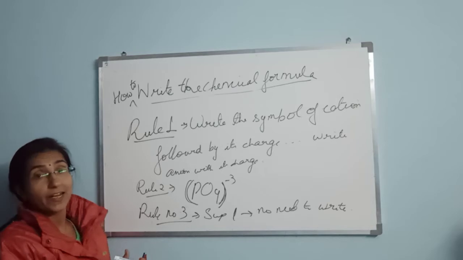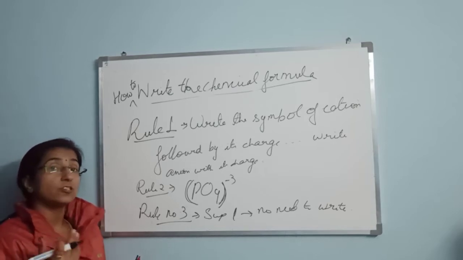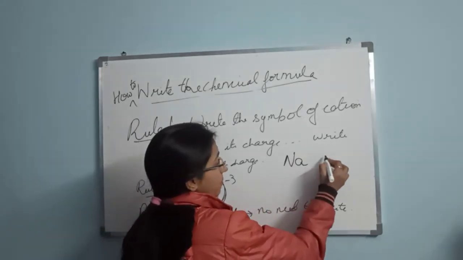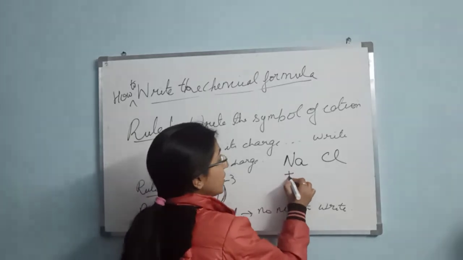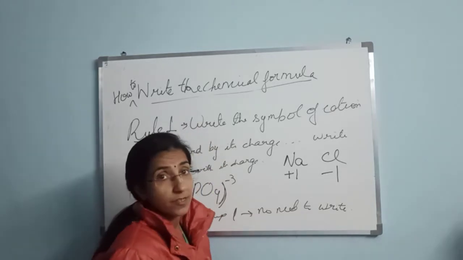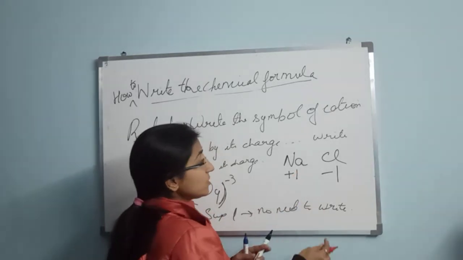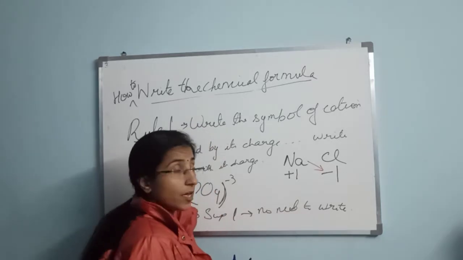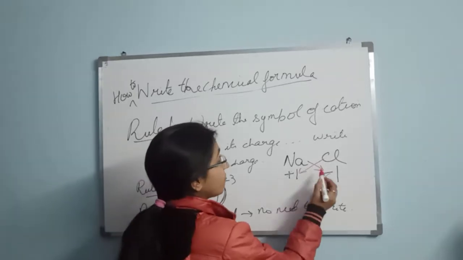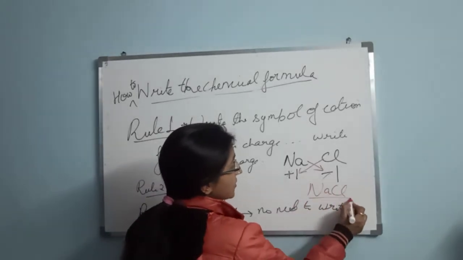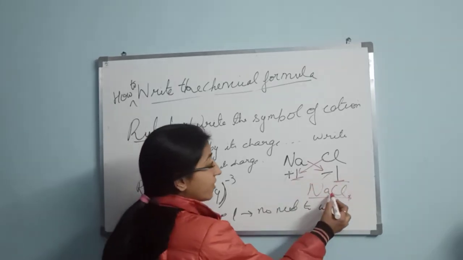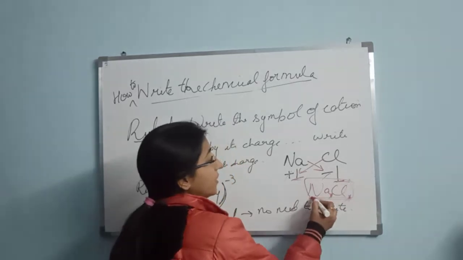This means the charge of the cation will be taken by the anion, and the charge of the anion will be taken by the cation. For a simple example, sodium has a charge of +1, which is also called its valency, and chlorine has a charge of -1. So sodium will take the charge of chlorine, and chlorine will take the charge of sodium. The positive and negative signs will be cancelled out, and the final formula will be NaCl. I already told you that there is no need to write 1 in the final formula. So the formula for sodium chloride is NaCl.